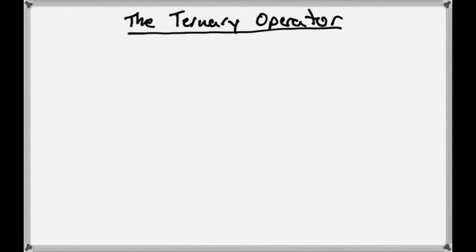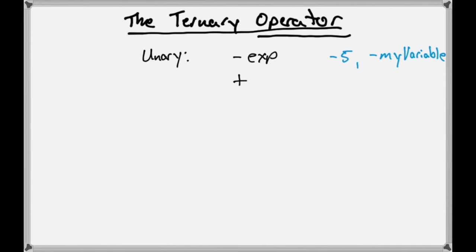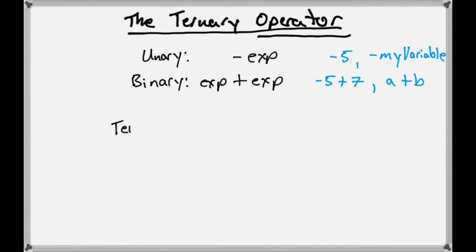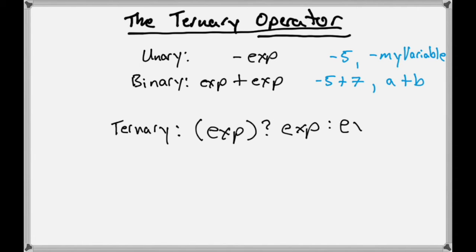First off, it is an operator, much like the negation and addition operators. However, whereas the negation operator is what we refer to as a unary operator, meaning that it expects a single expression as its lone operand, and addition is a binary operator, meaning that it expects two expressions to serve as its pair of operands, the ternary operator, as its name suggests, requires three expressions as its three operands.